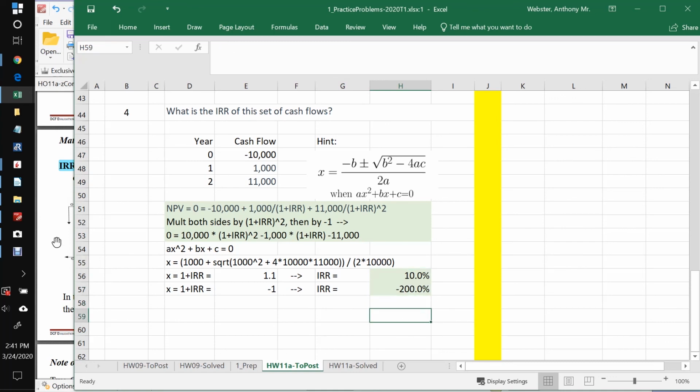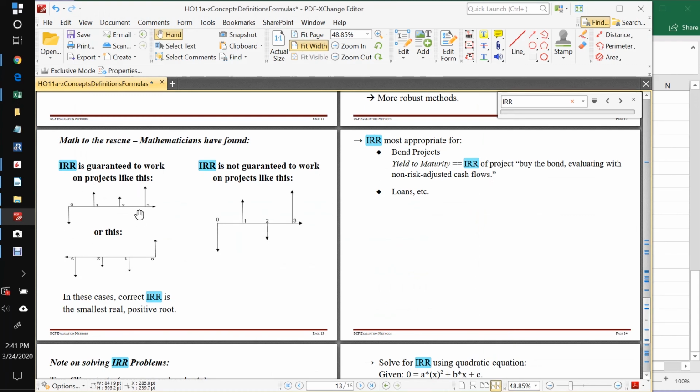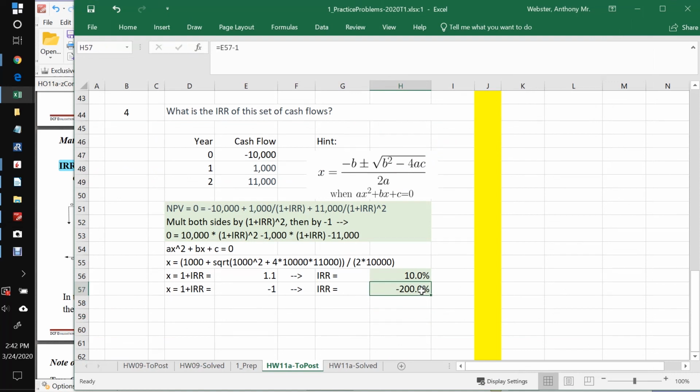Okay, and now we want to remember a little bit about the IRR. First of all, it's okay to use in a project like this where we have one negative cash flow and all the rest are positive, or all negative cash flows and the final one is positive, something like that. Total of 4 possibilities here. These could also be flipped across the y-axis, and that would give us 2 more possibilities. And also, in these cases, the correct IRR is the smallest real positive root. Okay, so that is clearly a negative root, so this is our smallest real positive root, and so this is the answer.